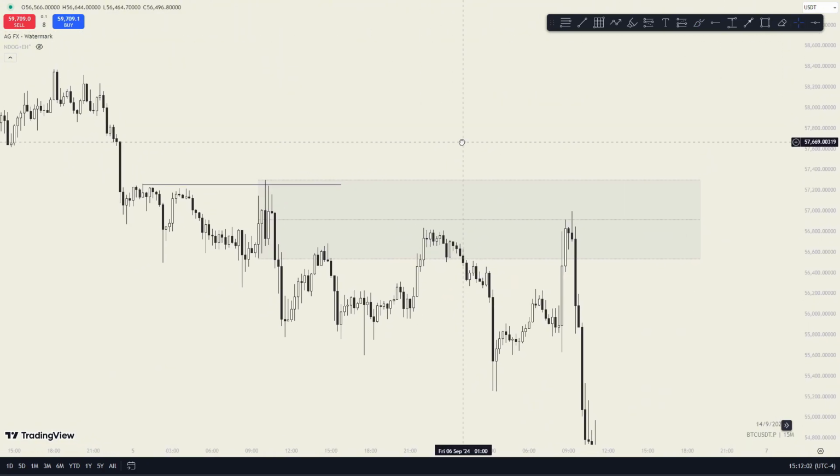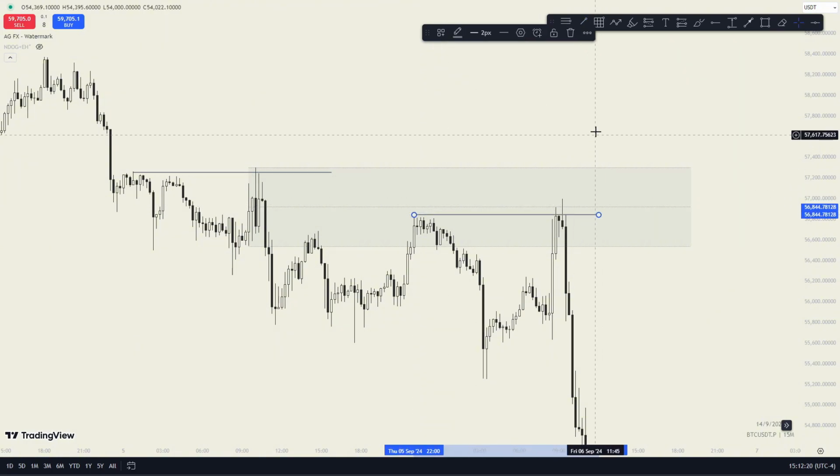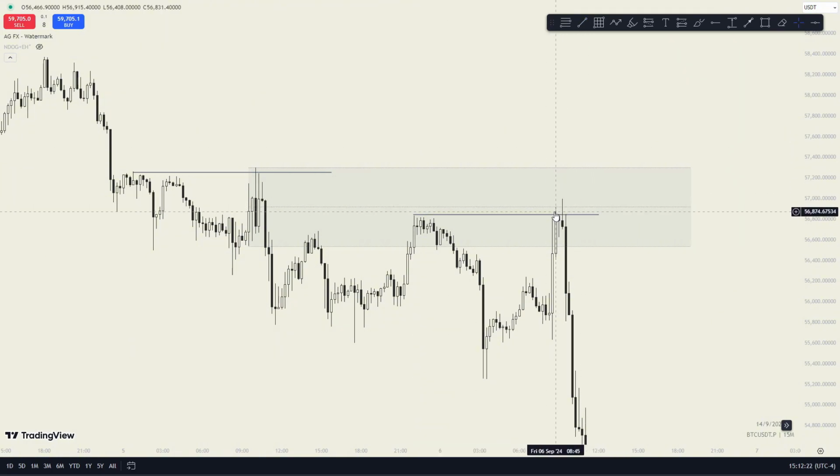So this is our first live example of fail to close zones. As you can see, here we didn't manage to close above that high. We moved away from the zone, and then we retraced right back up to it. Also, we have here a high that gave us a sweep.